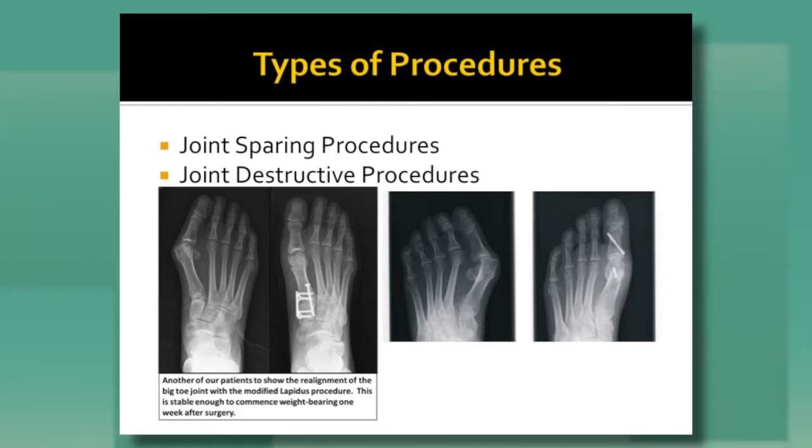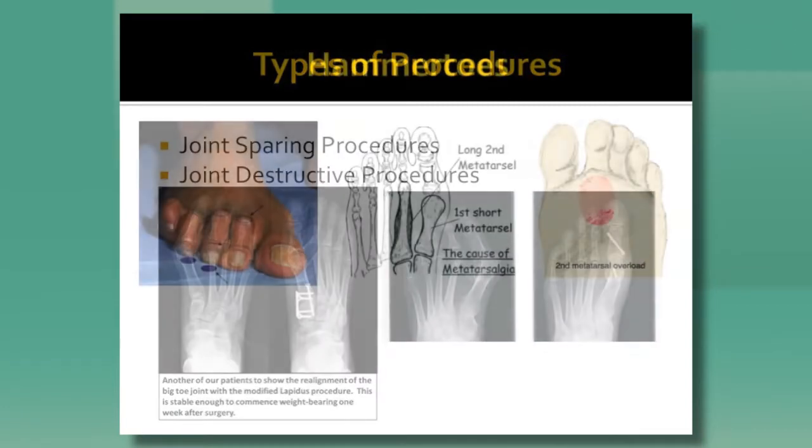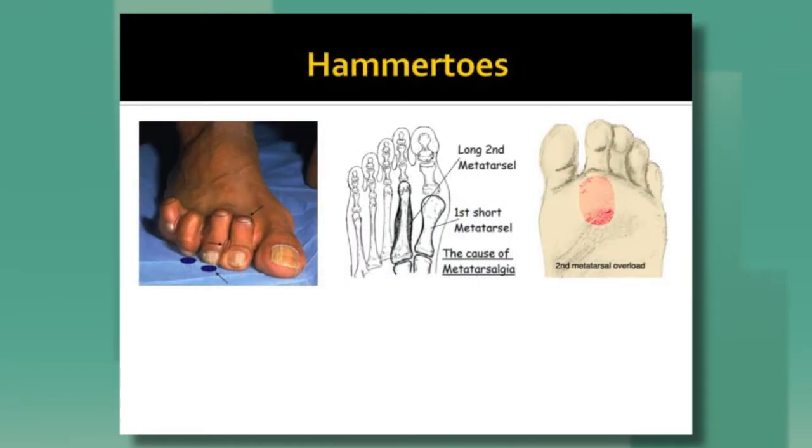So the go-to procedures in my practice are a fusion of this joint, a fusion of the big toe joint, or a chevron or Austin bunionectomy if the deformity is mild. Hammer toe deformities. A lot of patients who have hammer toe deformities come into my practice, and they have several questions regarding hammer toe deformities. Again, hammer toe deformities are very similar to bunion deformities.